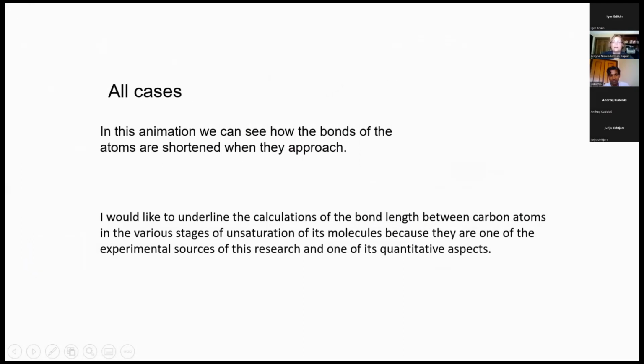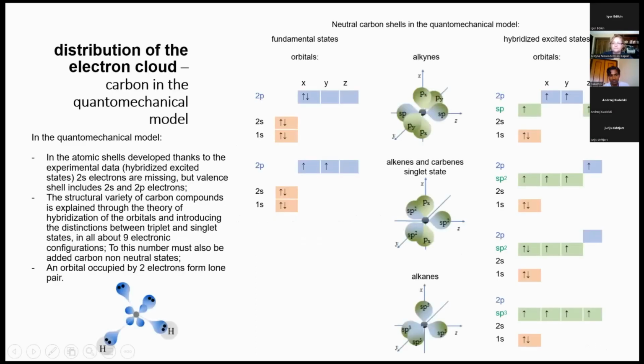I would like to underline the calculation of the bond lengths between carbon atoms in the various stages of unsaturation of its molecules, because they are one of the experimental sources of this research and one of its quantitative aspects. In the quantum mechanical model, in the atomic shells developed thanks to the experimental data, hybridized excited states, 2s electrons are missing. The structural variety of carbon compounds is explained through a theory of hybridization of the orbitals and introducing these distinctions between triplet and singlet states, in all about 9 electronic configurations. To this number must also be added carbon non-neutral states.